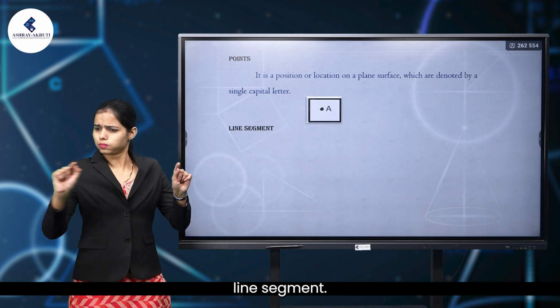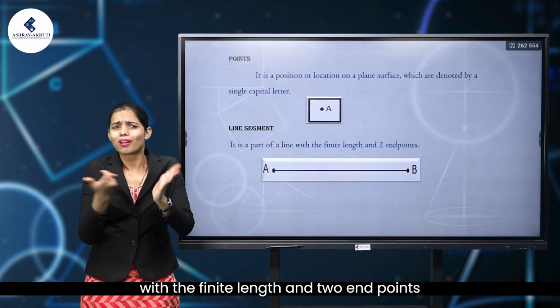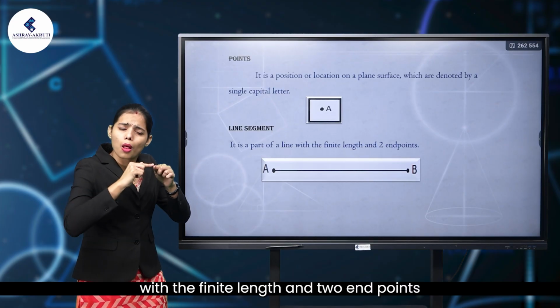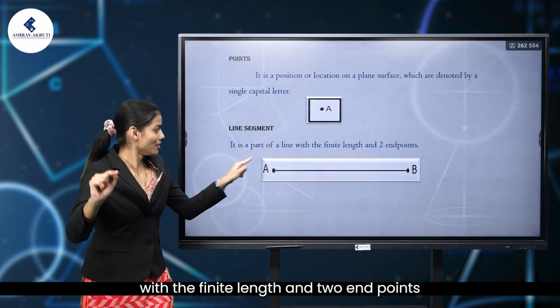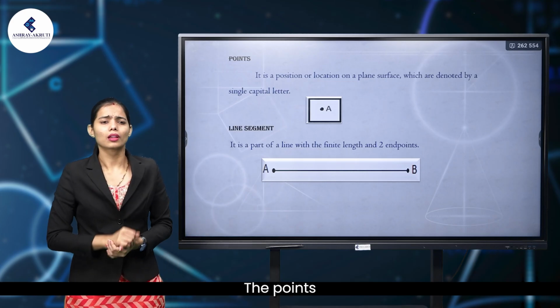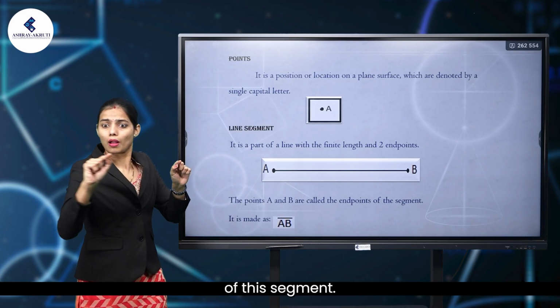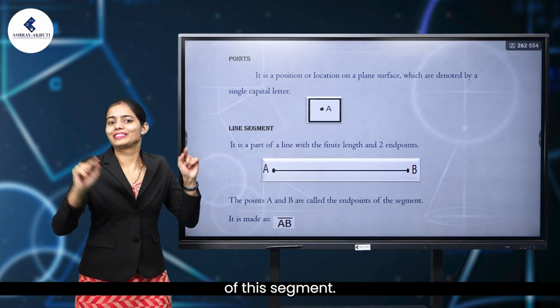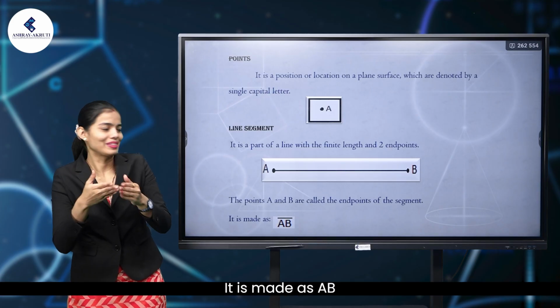Line segment. It is a part of a line with finite length and two endpoints. The points A and B are called the endpoints of the segment. It is named as AB bar.